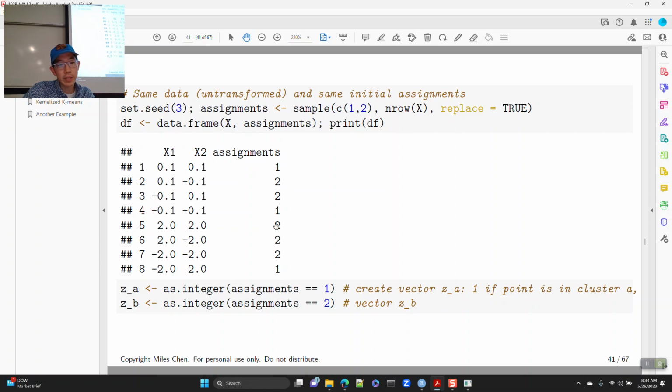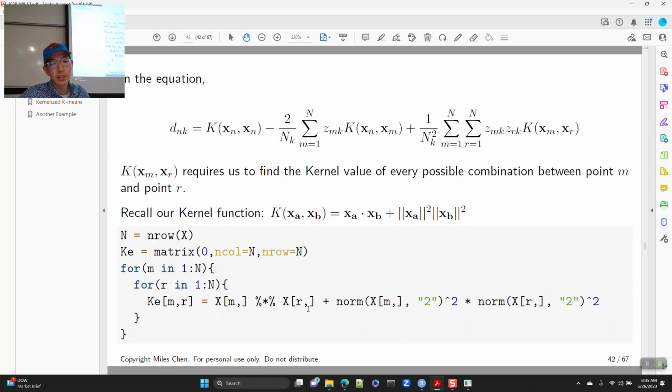So I still have these vectors za and zb, which will just be zeros and ones. It's a 1 if it belongs to cluster 1, or cluster A, and it's a 0 if it doesn't, and it's a 1 if it belongs to cluster 2, or cluster B, and it's a 0 if it doesn't. And we use that in conjunction with our kernel function.